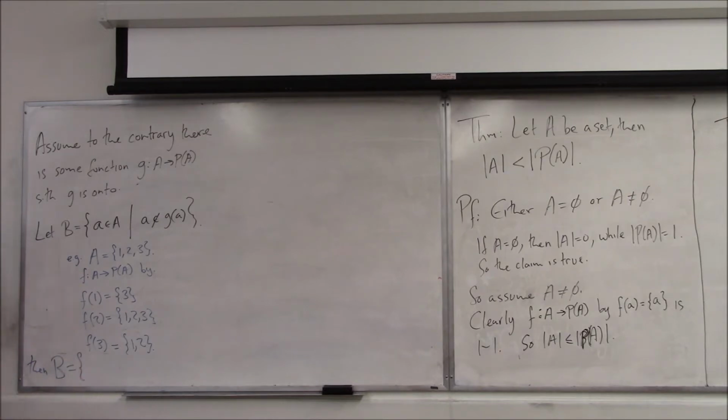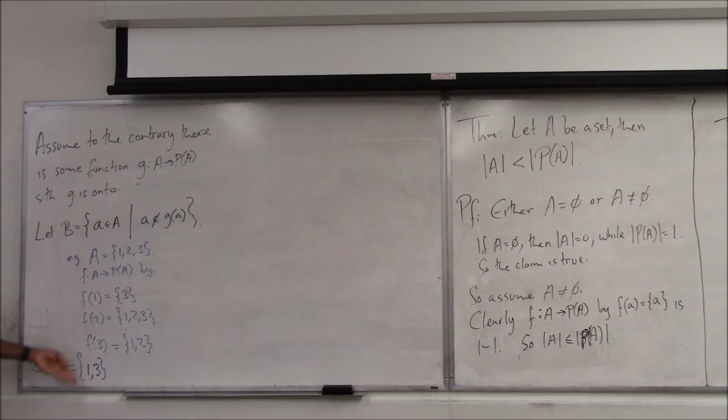So what would the set B be for this example? I want to find the set of all elements that are not in their own image. For example, 1 maps to {3}, and 1 is not an element of that set, so 1 is in B. 2 maps to a set that contains 2, so it's in its own image and is not in B. 3 maps to {1, 2}, and 3 is not in that set, therefore 3 is also in B. So for this example, my set B would be {1, 3}.